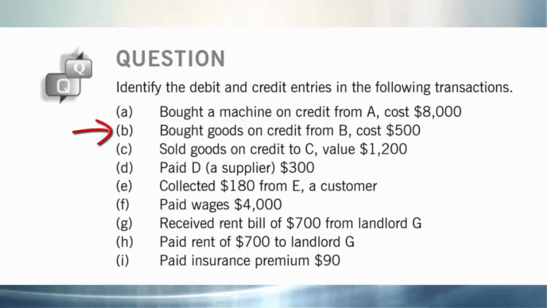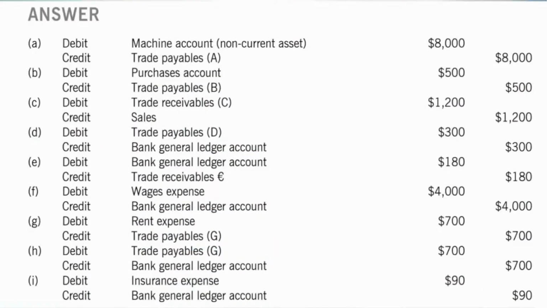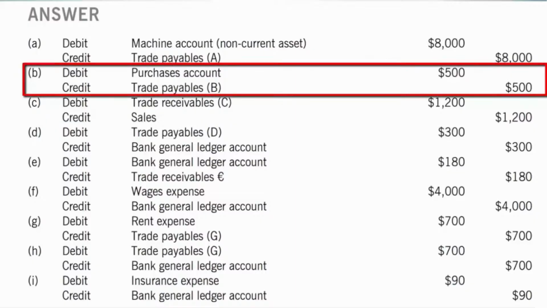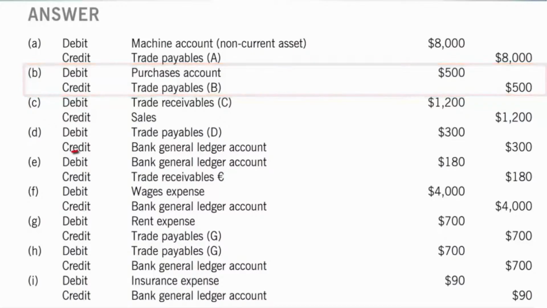Transaction B. Bought goods on credit from B, cost $500. Explanation. The business purchased goods, which increases the purchases account, an expense account. Expenses increase with a debit entry. Since the goods were bought on credit, the business now owes the supplier B. This increases the trade payables account B, recorded with a credit entry. Entry. Debit purchases account for $500. Credit trade payables account for $500.